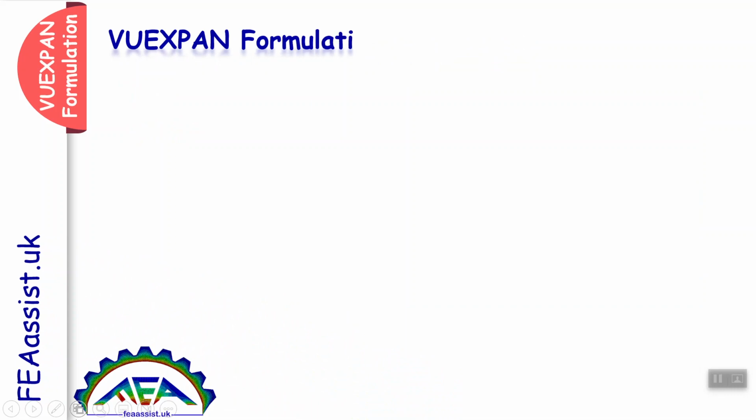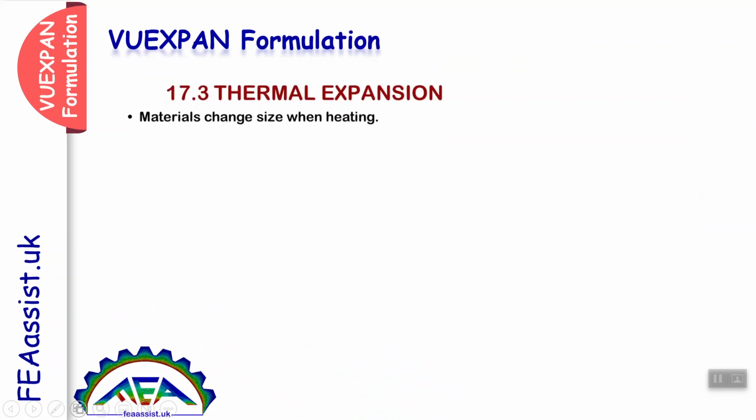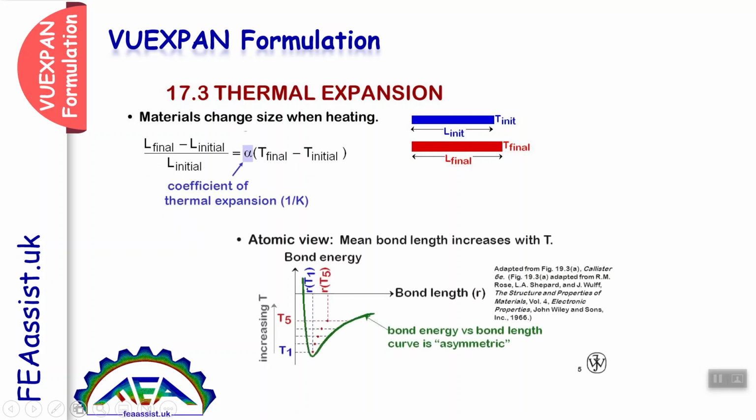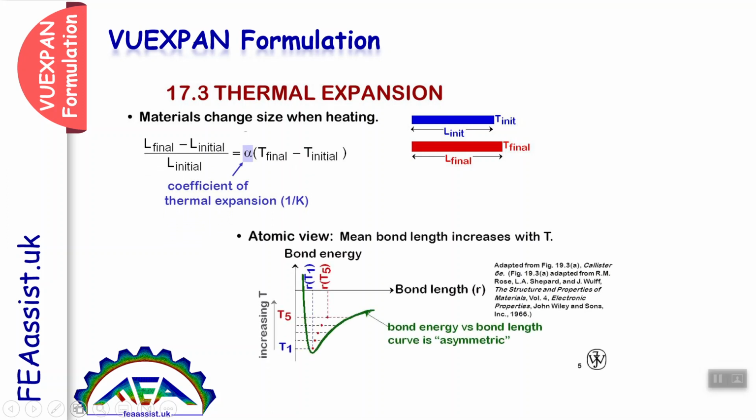VUXpand formulation. Materials change size when heating. In other words, if you increase the temperature of a sample, the length of the sample in all directions will increase. How much? It depends on the thermal expansion coefficient. Why? If you have a look at the atomic view, we will find that the distance of atoms increases in heating, and this is the reason for thermal expansion.